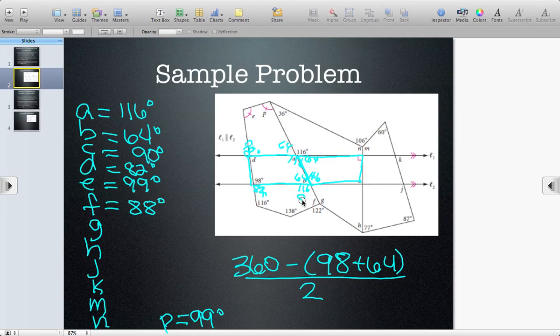All right? So now for angle G, well, I've got 3 angles that are basically forming kind of a nice little circle there. So if I add 122 plus 88 and subtract that from 360, angle G is equal to 150 degrees.